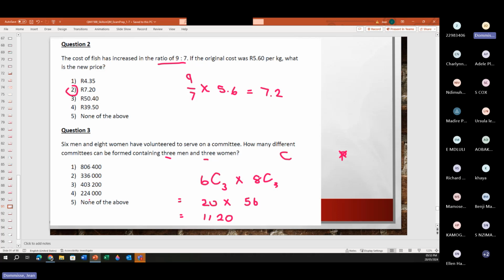Normally we don't get one of none of the above. So okay, definitely it's none of the above, because 6 combination 3 is 20, 8 combination 3 is 56. You multiply the two together, you get 1120. Yes, there is a question.